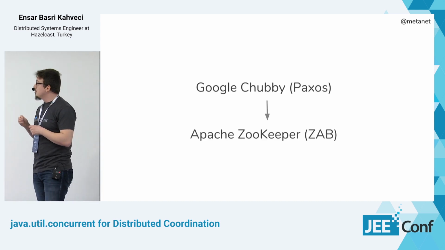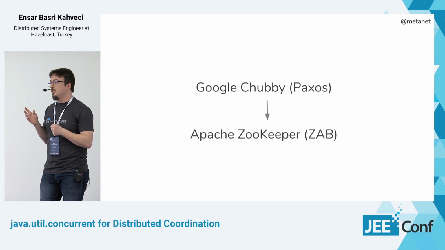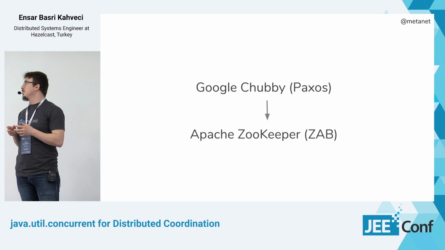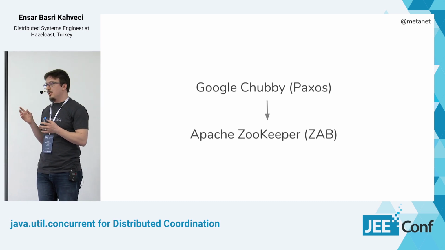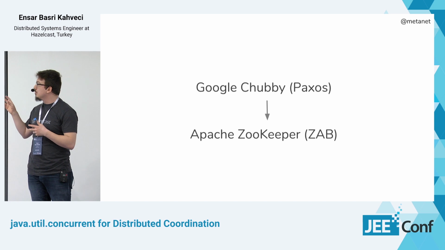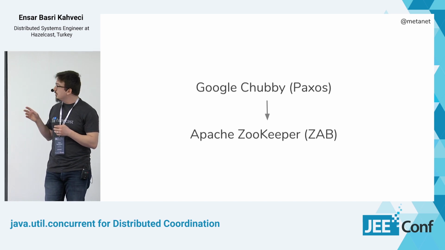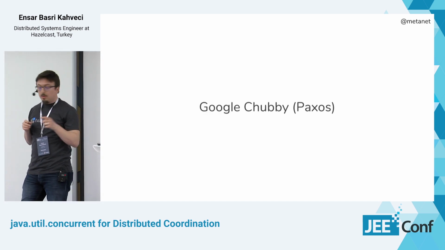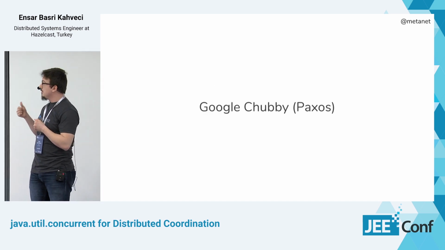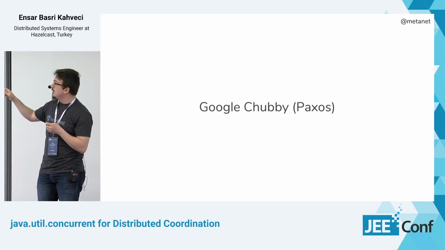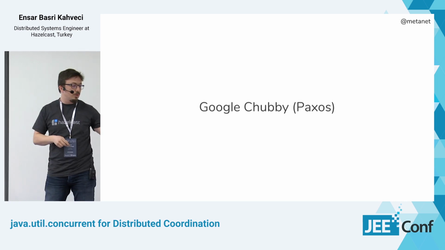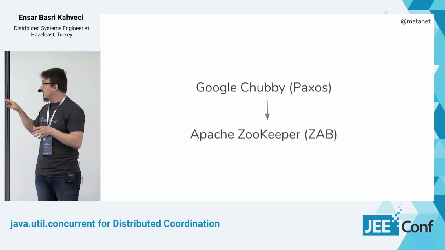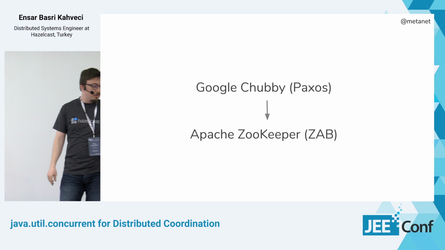After Chubby, ZooKeeper was developed by Yahoo. Then it was moved to Apache. ZooKeeper is like the open source version of Chubby. Chubby's API significantly influenced ZooKeeper. I forgot to mention one thing. Chubby was the first tool introduced for these tasks, and it was using the Paxos consensus algorithm. After Chubby, we got ZooKeeper, and it is using another consensus algorithm, ZooKeeper Atomic Broadcast.